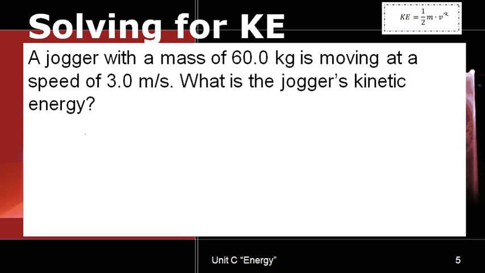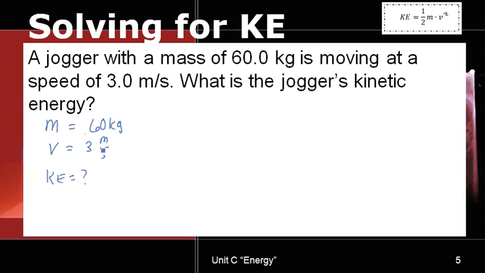As with any problem, it's important to write down the known variables. So in our problem, we have mass, which is m. We have v for velocity or speed, and the kinetic energy is the thing that we're looking for. So the mass is 60 kilograms. Always write down our units of measurement, and the speed is 3 meters per second.